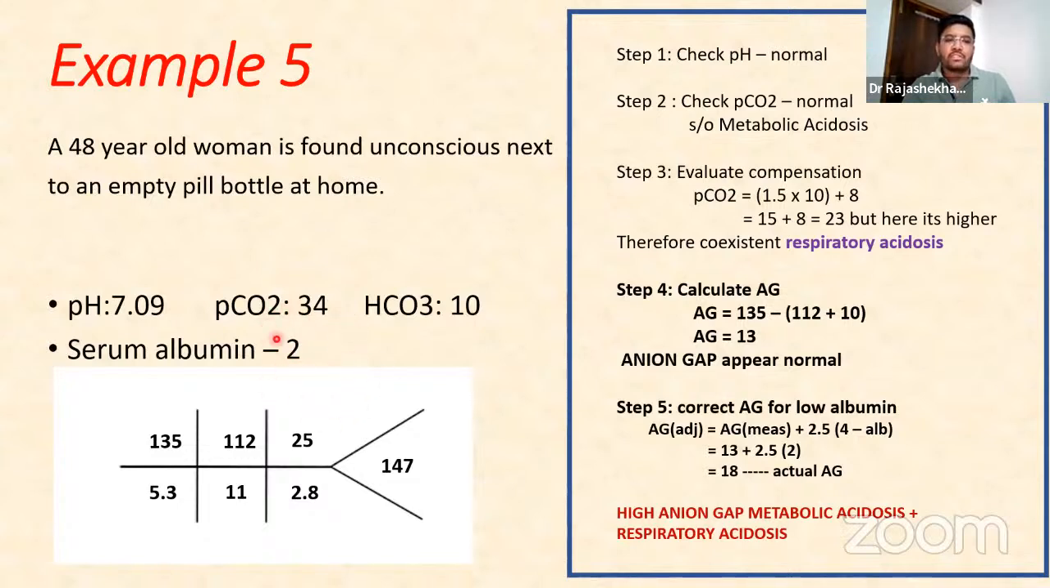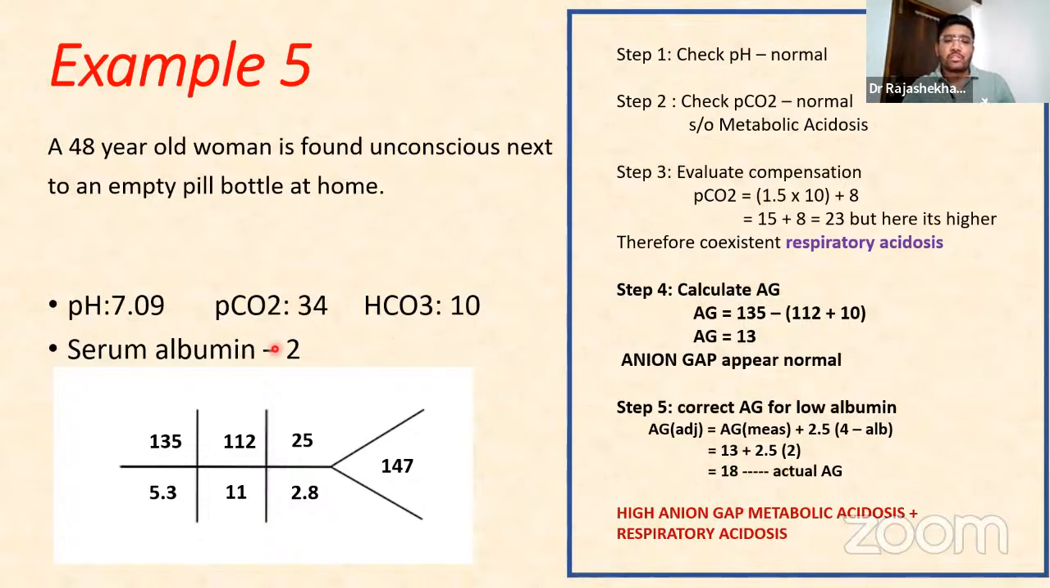So whenever there is a low albumin, we need to correct for the low albumin. If you want to correct the anion gap, the adjustment for the low albumin is equivalent to the measured anion gap plus 2.5 times the difference in the albumin. So the actual anion gap comes to 18.